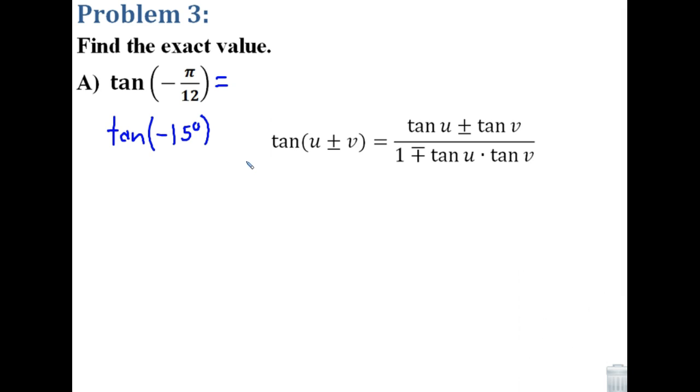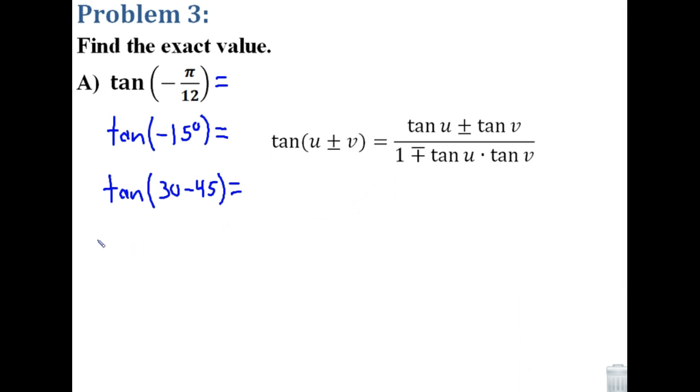And just like we did with sines and cosines, I want to write negative 15 in terms of 30s, 45s, or 60s, so I'm able to evaluate these a piece at a time. So I'm going to rewrite this as the tangent of, we'll say, 30 minus 45. All right, and then from there I can apply my identity.